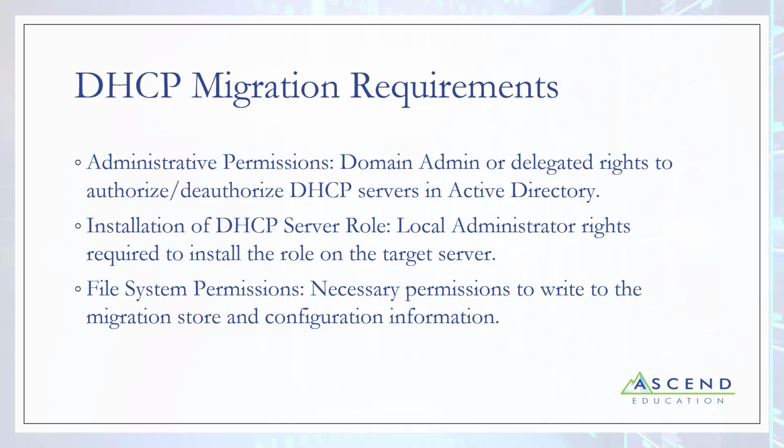For DHCP, you need administrative permissions, either domain admin or delegated rights, to authorize or deauthorize a DHCP server in Active Directory. DHCP will not hand out IP addresses if it's not authorized. Once you authorize it, it can hand out IPs, but if it detects a rogue DHCP server, it's going to automatically stop working. It's going to deauthorize itself. So it's sort of a protection mechanism within DHCP. And when you're all done with the DHCP server, you can deauthorize it as well.